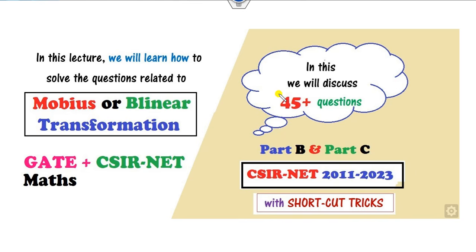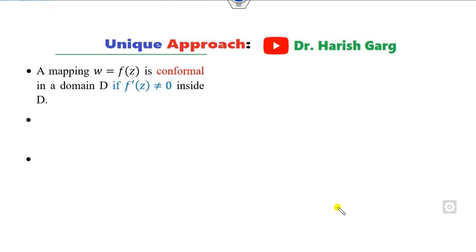As I told you, my objective is to cover this topic, bilinear transformation, based on these respective years. We will cover 45 plus questions with the help of the shortcut trick. So let me quickly recall some concepts and shortcut tricks in advance before solving the PYQ.